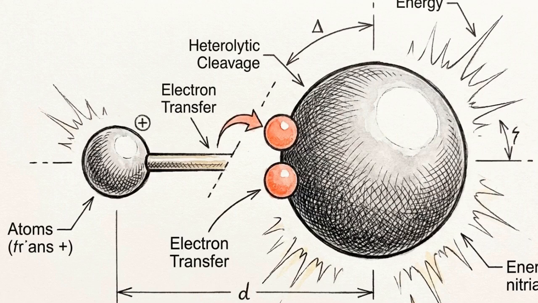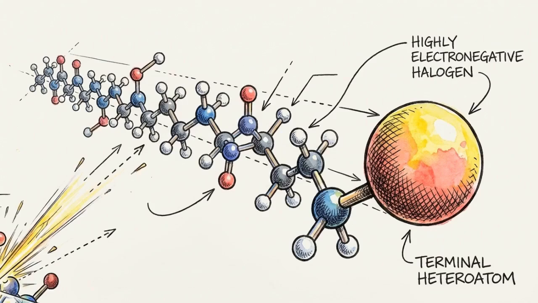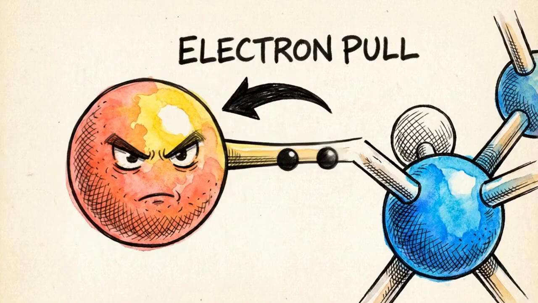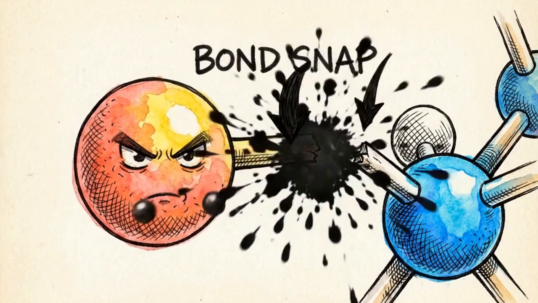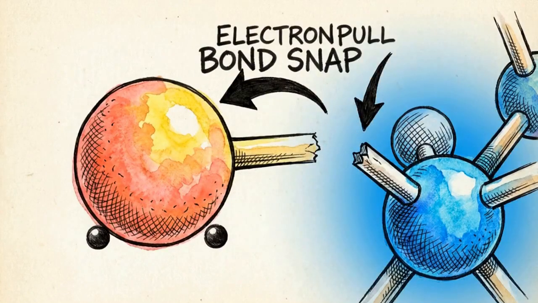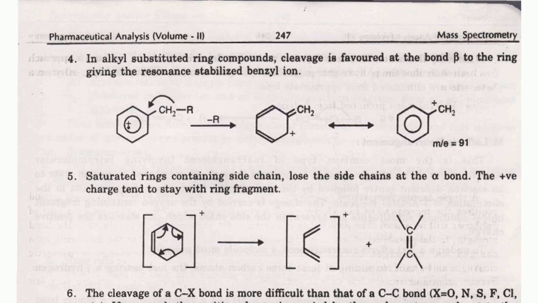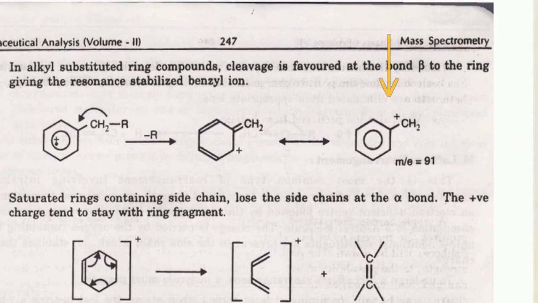The alternative mechanism is heterolytic cleavage. Here, a bond breaks unevenly, and an entire electron pair is transferred to one atom. Heterolytic cleavage dominates when an electronegative heteroatom, like a halogen, is present in the structure. The halogen forcefully pulls the entire electron pair toward itself, severing the bond and leaving a carbocation behind. Both of these mechanisms seek out structural stability. If an aromatic ring is present, cleaving the bond beta to that ring yields a benzyl cation at M/Z 91. The positive charge becomes highly delocalized across the cyclic structure, making it exceptionally stable.